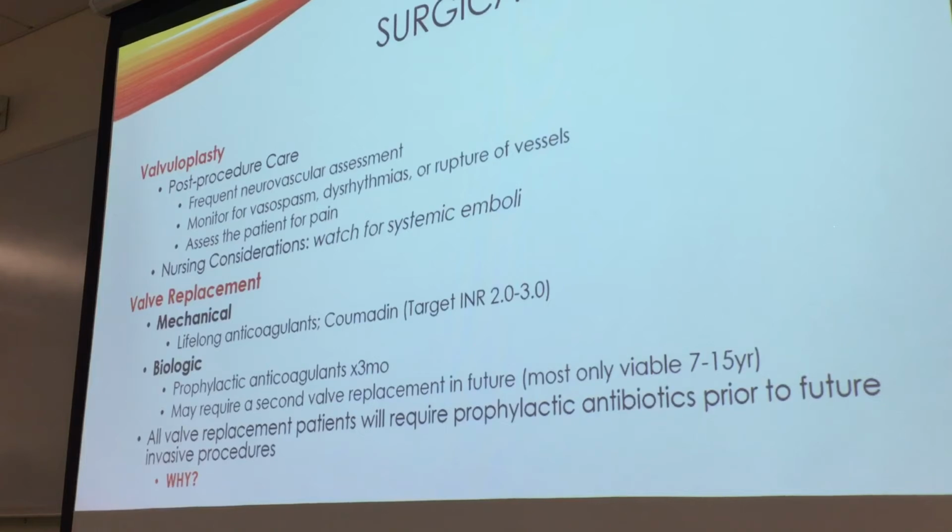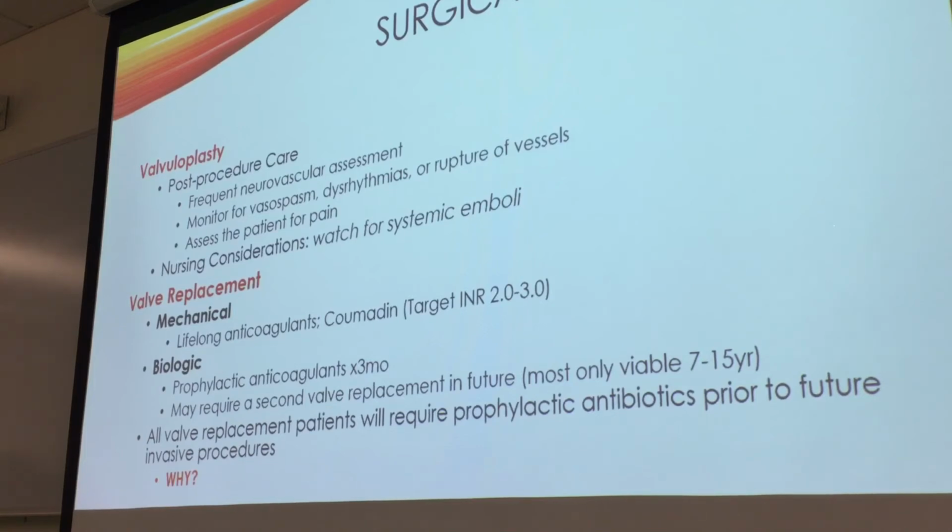they can repair that as opposed to replacing. And post-procedure care for nursing, frequent neurovascular assessment is important with these patients, again, because you're assessing for their risk of stroke. You want to make sure that you're monitoring that closely. And then monitoring for vasospasm, dysrhythmias, or rupture of vessels because of how that surgery is so close to so many major vessels. And assessing for pain as well.